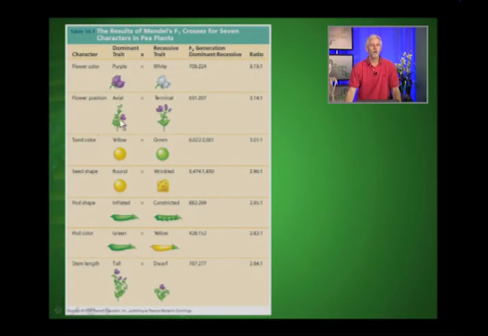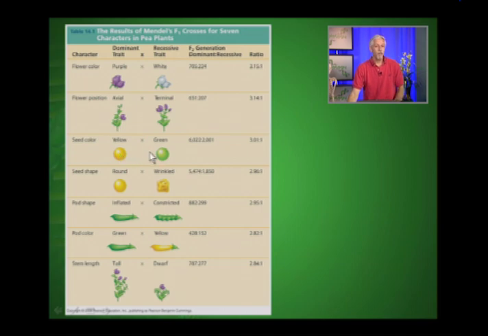He also looked at flower position. Flower positions were so-called axial flowers that were produced at the nodes, as opposed to terminal flowers, which are produced at the tips, so axial dominant over terminal. And again, what he found was that the terminal flowers disappeared in the F1 and then reappeared in the F2 in approximately a 3-to-1 ratio, and so the actual numbers are here.